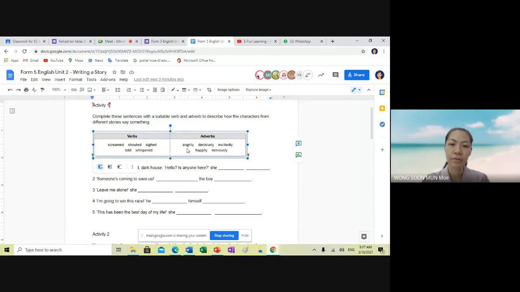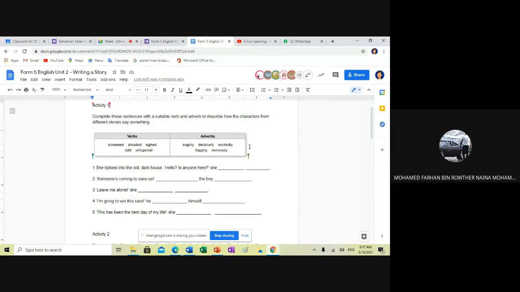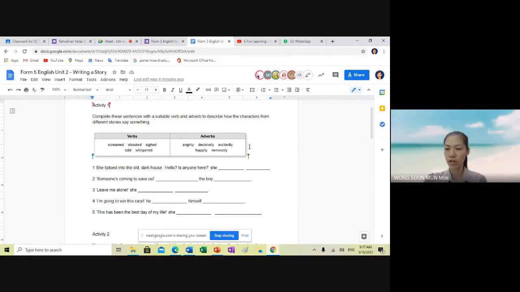Angrily. I think everybody knows what's angry. Decisively. Okay, can anyone explain what is decisively? It comes from the word decisive. Anyone can explain? Settling an issue. That means you have settled an issue, so you feel decisive. It's not so accurate, but you're almost there. Can anyone explain?